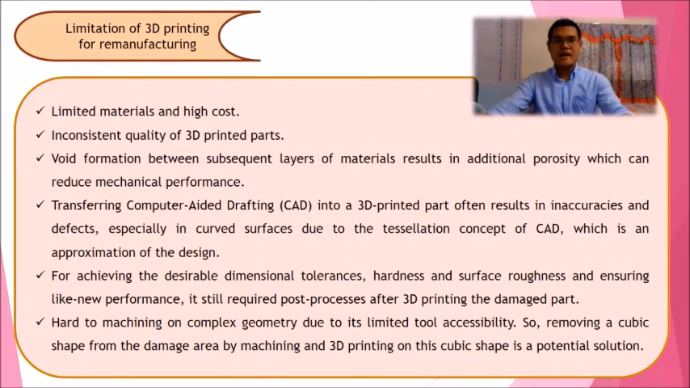In this slide, it will explain the limitations of 3D printing for remanufacturing. For use in remanufacturing, directed energy deposition is the most preferable, useful method to restore and repair the broken object. It also helps to reduce environmental impacts and financial expenditure by extending the product life cycle. However, it has some limitations that need to be faced, such as limited materials, high cost, and inconsistent quality of 3D printed parts.